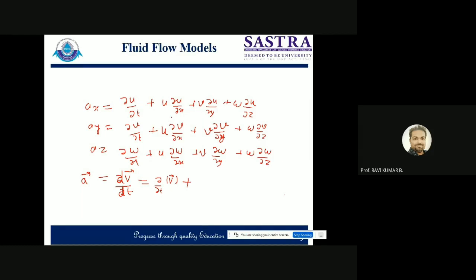What you will get here is nothing but u dou u by dou x. That's one term. Similarly, dou u by dou y is another term, dou u by dou z is another term, and you add everything. So this will become what? Resultant velocity, divergence into velocity component, where this is nothing but dou y dou x i, dou y dou z, dou y dou z k.